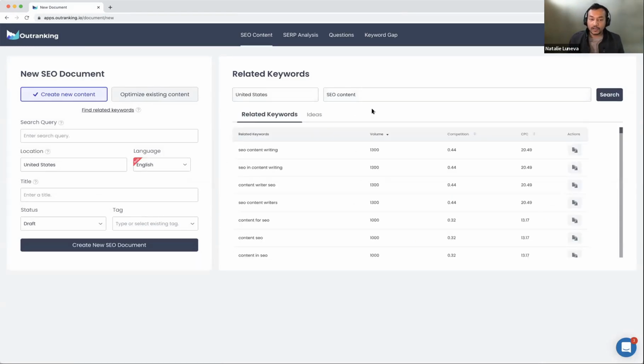Okay. So to give you a quick background of how Outranking works, you start with a keyword always. So when you start creating any kind of content and you want to rank for it in Google, you start with the keyword research. So once you have that keyword, you can go ahead and create a document. But in order to find that keyword, you can use other tools. And there are many really good tools out there, SEMrush, Ahrefs, Ubersuggest, right? And you can come in and plug in that keyword as a search query over here. Or we also have a few tools over here that allows you to research the keyword. So I'll go ahead and pick one, SEO content writing.